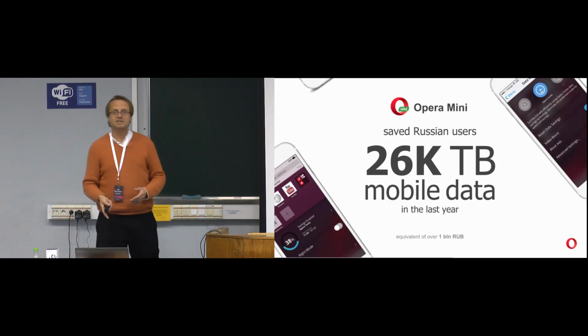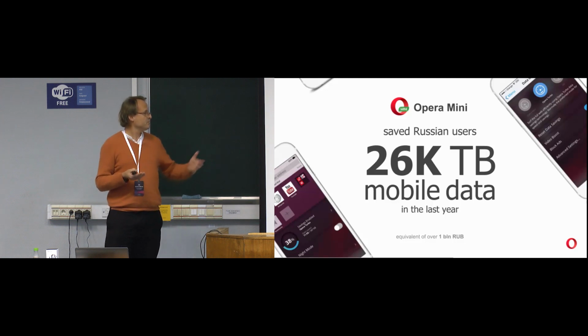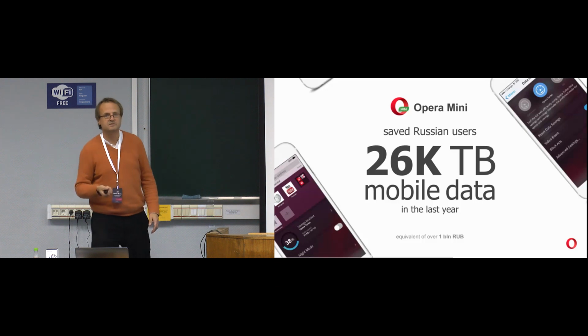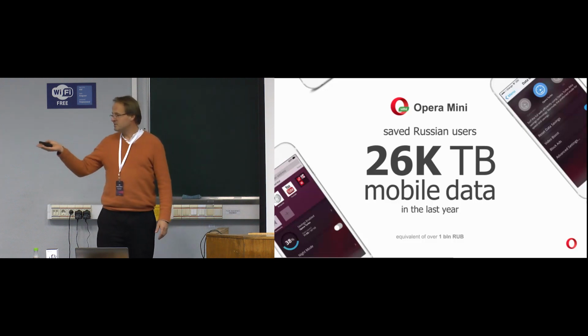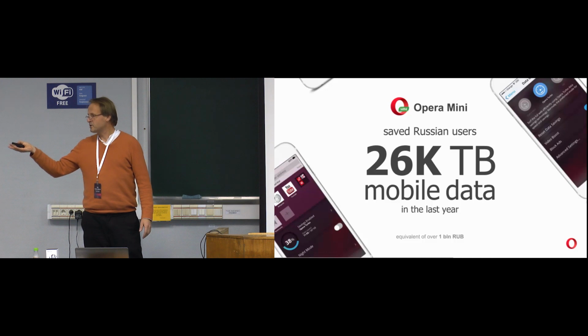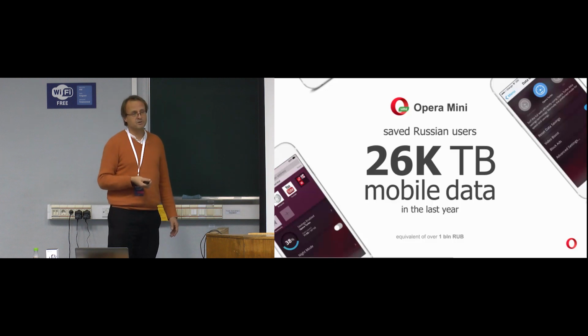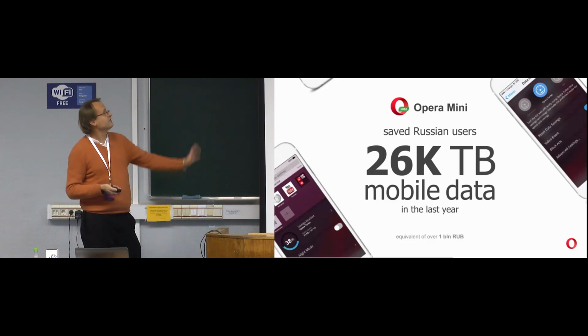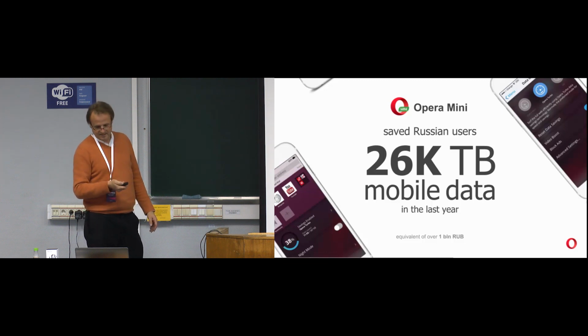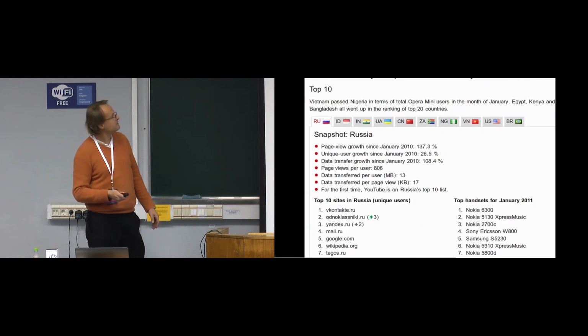And if you translate that into money, how much money we've saved people on their mobile phones, it translates into 1 billion rubles. Isn't that right, Mikhail? With an average price per megabyte of 40 rubles per megabyte. Yeah? So it's a lot of money we're able to save here. So if you have a limited data plan, if you had to pay for it yourself, I recommend doing Mini. It's fast and it's good for your pocket. So that's wonderful.